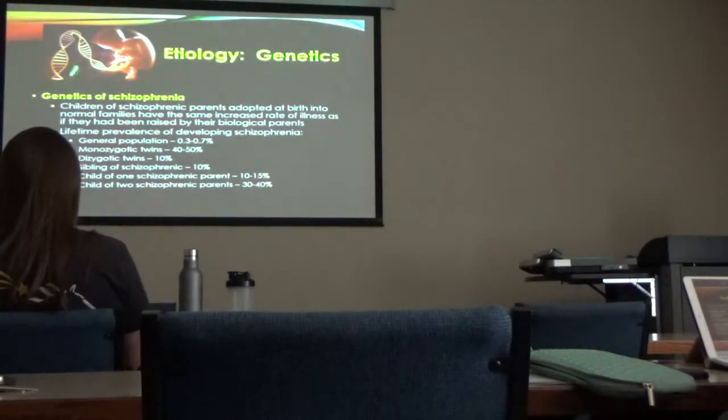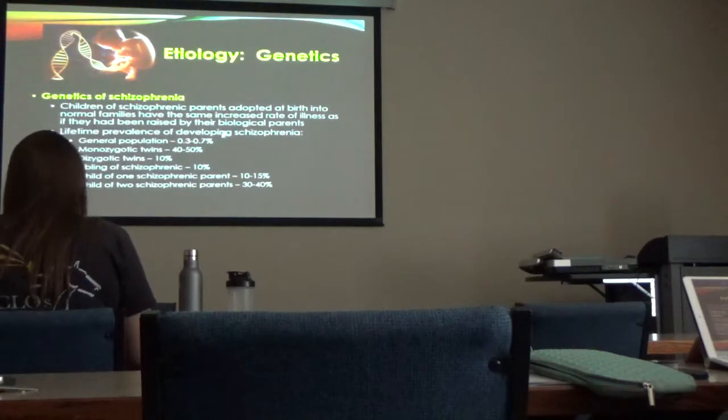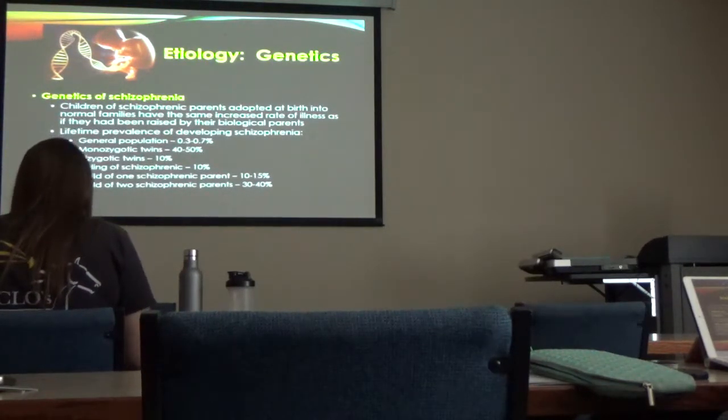This is really interesting. If you take a child of schizophrenic parents and you put them into a normal family, they will have the same rate of illness as if they had been raised by their biological parents. So that kind of leans towards a pretty heavy component of genetics. A child of 2 schizophrenics raised by people who don't have schizophrenia ends up with schizophrenia at a similar rate.